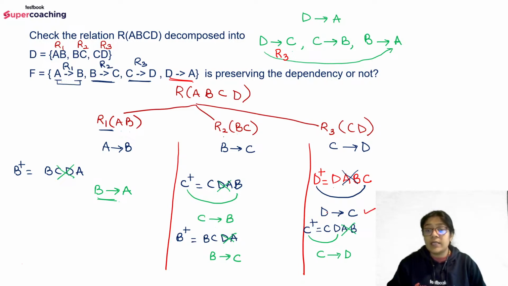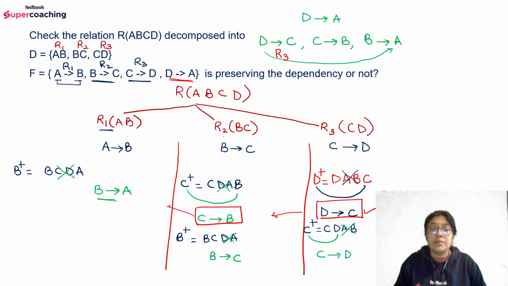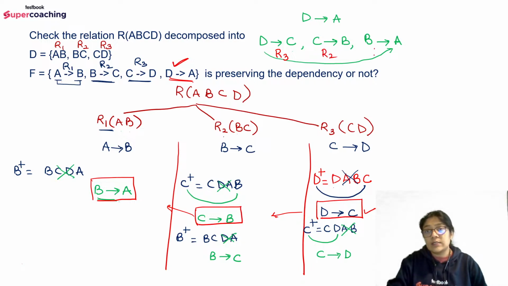D determines C is coming. I'm picking up this one. Then C is determining B. Here from here to here it came. Then B determines A. So indirectly this dependency is also preserved. R2 and this is R1.